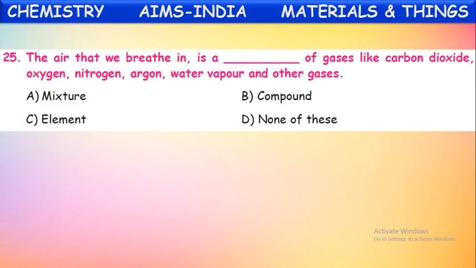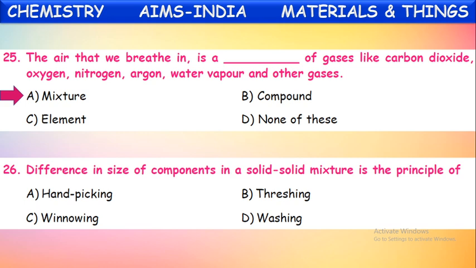It is called a mixture because it is composed of several gases. The gas which we take in is oxygen, which we exhale is carbon dioxide, and the major component is nitrogen. In rare quantities, water vapor, argon, and some other gases are present. So all these gases are present in air, so it is called a mixture. Air which we are breathing is a mixture.